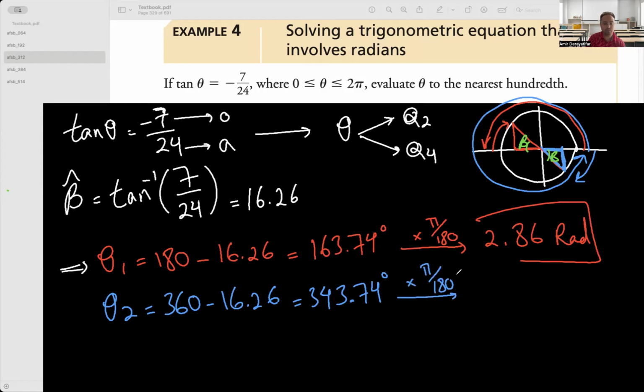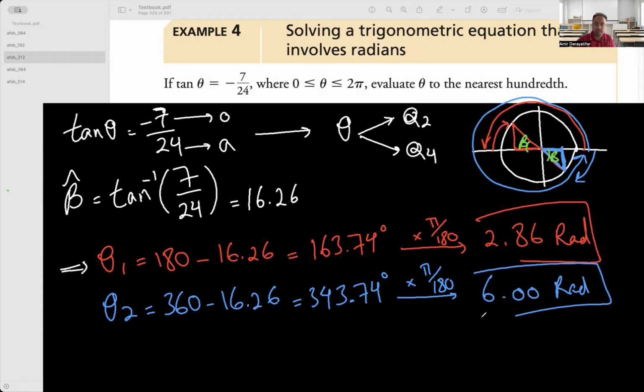Times pi over 180. That is 5.999, which is like 6.00 if you round it to the nearest hundredth, right? Yep, 6.00 radians. And now I'm done. So I have two solutions, one in quadrant 2, one in quadrant 4, since tangent is negative.